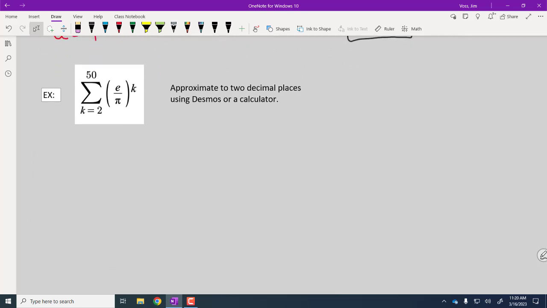Yeah, so if you can, type it into your calculator and approximate to 2 decimals so that we can say the answer. Trying to say the answer exactly with all the pi's and the e's is not trivial.